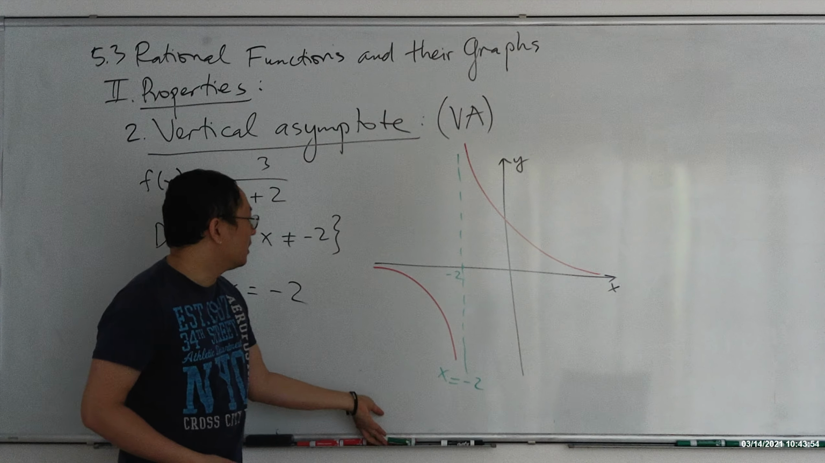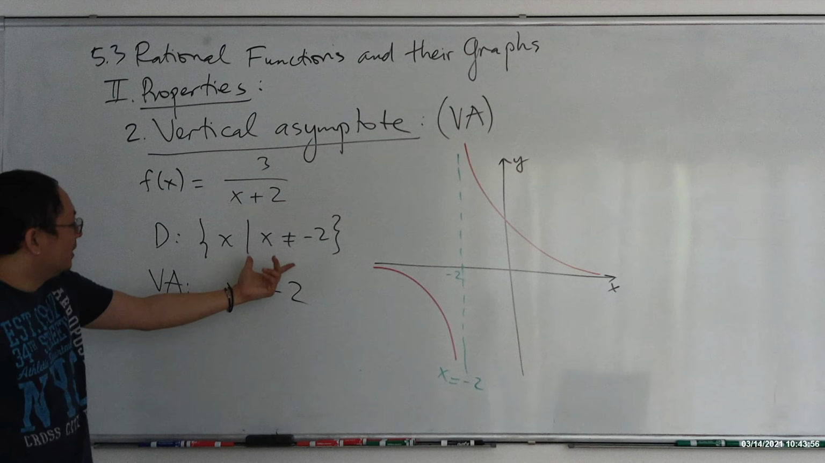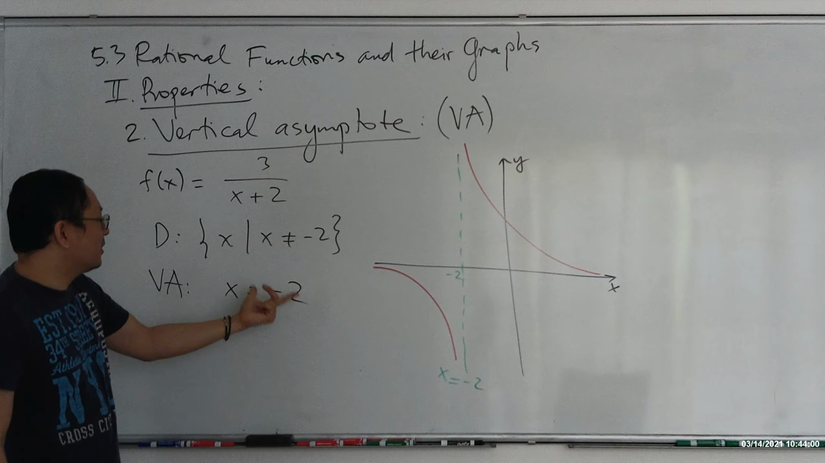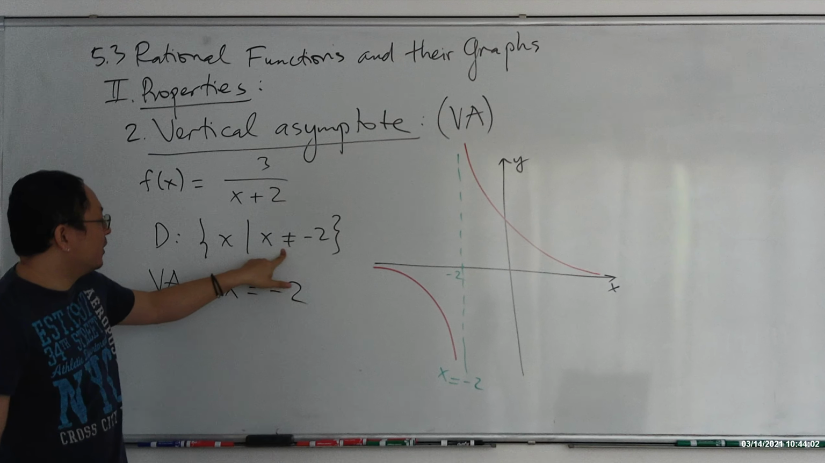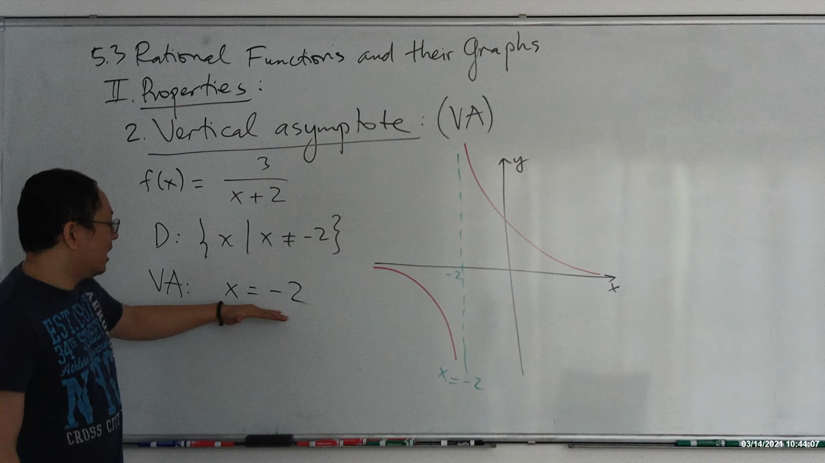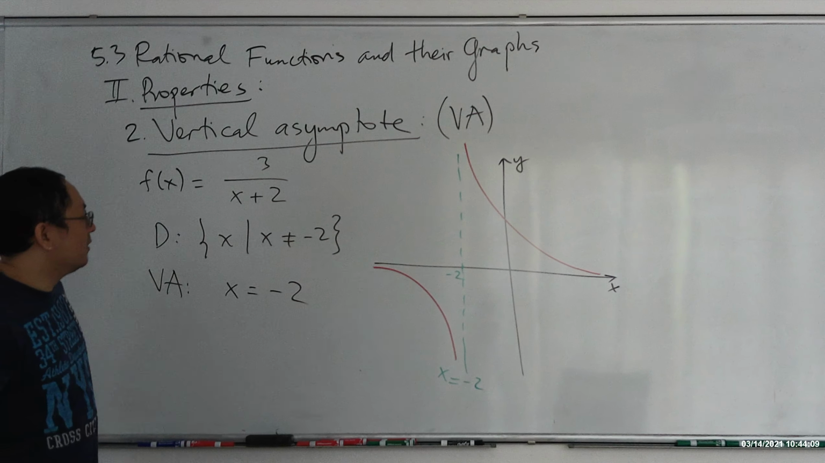So, for now, you see what? The way we find the vertical asymptote is by looking at the domain and taking the opposite of it. It's all real numbers except for x equal to -2. We have a vertical line right here, x equal to -2. That's the vertical asymptote.